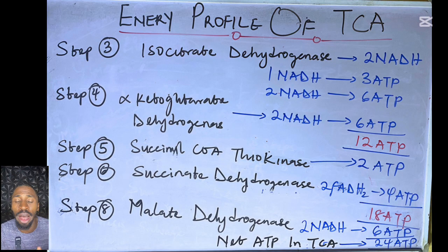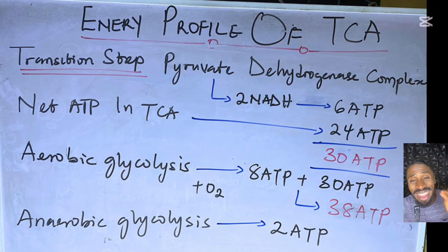Now if we add 24 ATP plus the 6 ATP in the transition step, you're giving us 30 ATP from the transition step to the TCA cycle, 30 ATP. But in the total cellular respiration, we'll be adding the aerobic glycolysis plus the TCA cycle. So if there's a high amount of oxygen, aerobic glycolysis will be shunted into the mitochondria to undergo the TCA cycle. So the total we'll be forming is 38 ATP. So if there's constant supply of oxygen from glycolysis to TCA, we'll be forming 38 ATP.